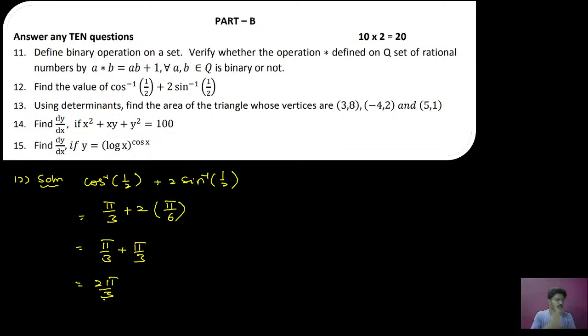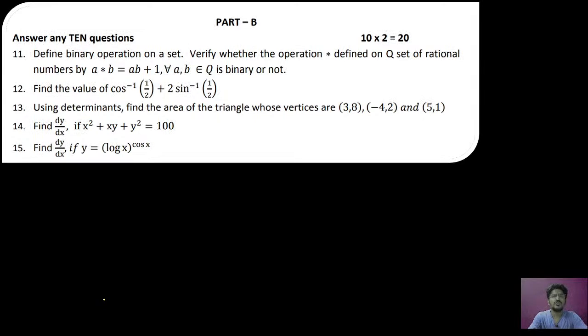Quickly tell me, all of you, have you understood this? Very simple problem. Cos inverse of 1 by 2 is pi by 3. Sin inverse of 1 by 2 is 30 degrees, that is pi by 6. So pi by 3 plus 2 times pi by 6 is pi by 3 plus pi by 3, which is 2 pi by 3. Very simple answer. Okay, very good.